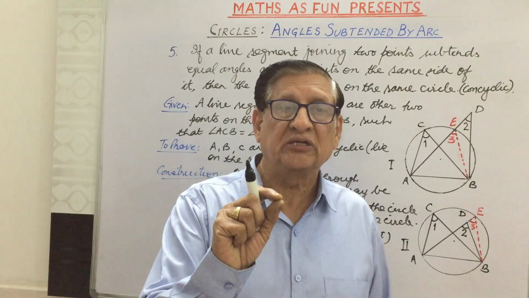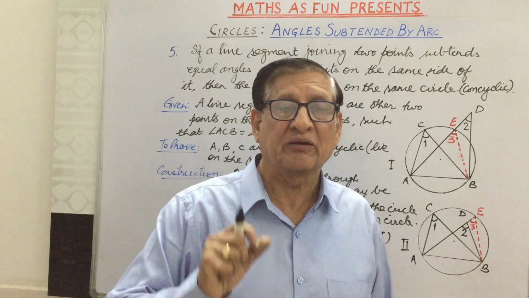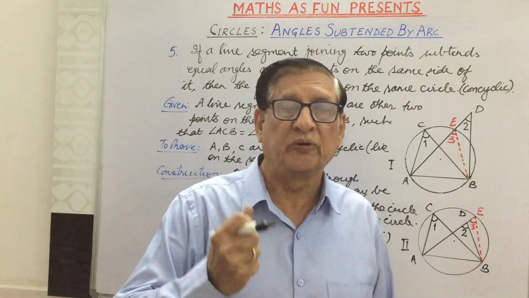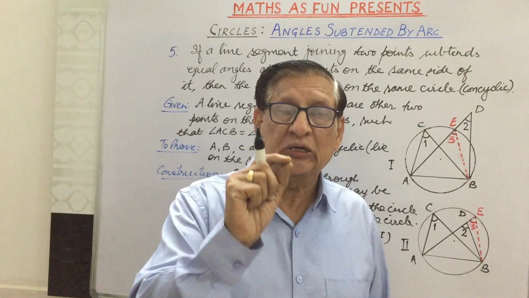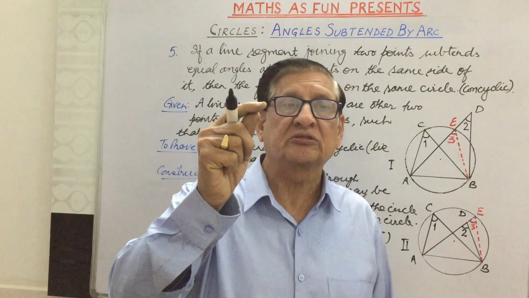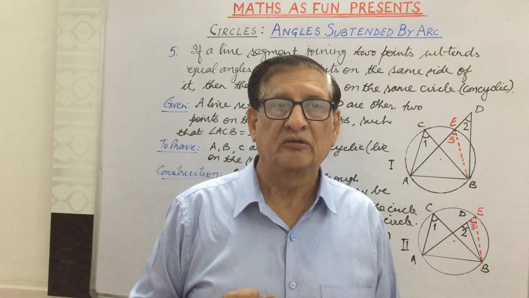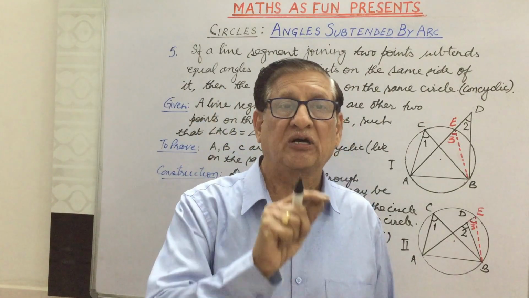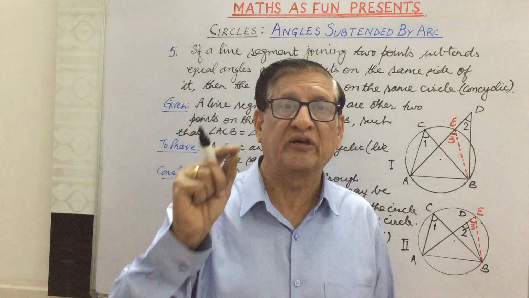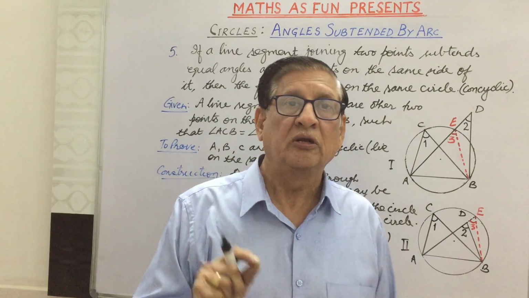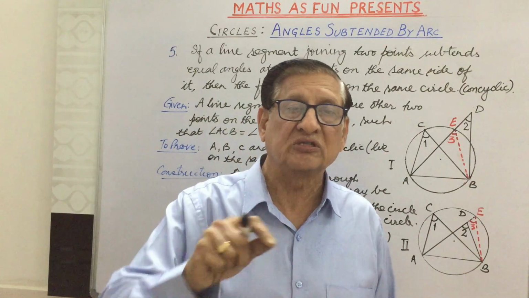The next theorem is that if we have a line segment joining any 2 points, subtending equal angles at any 2 points on the same side of it, then all these 4 points are concyclic. It means they lie on the circumference of the same circle, or we simply say that they lie on the same circle.